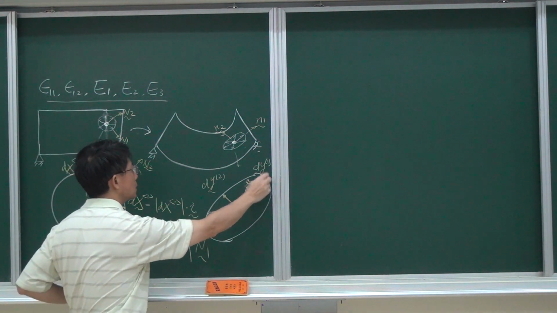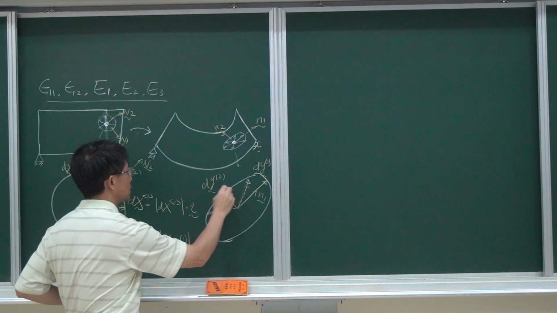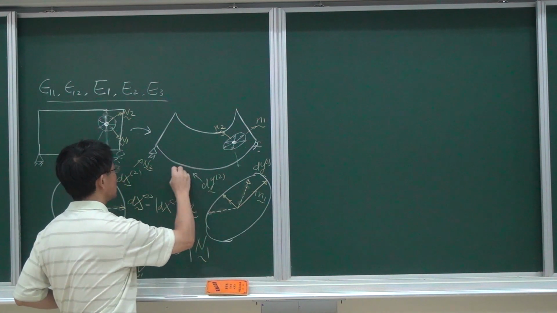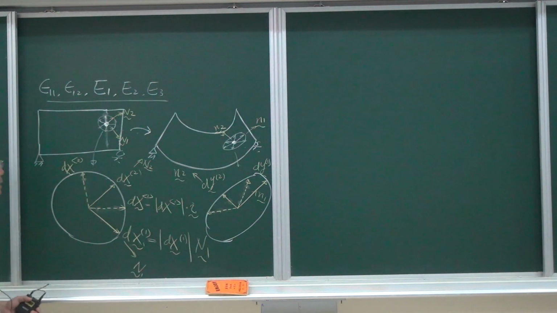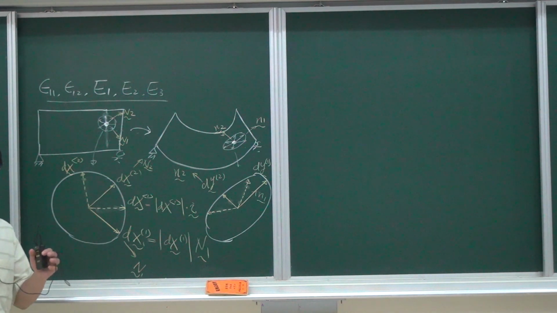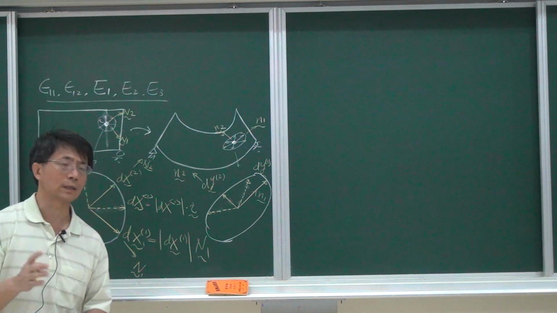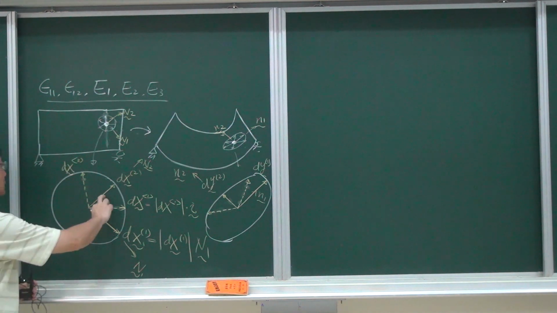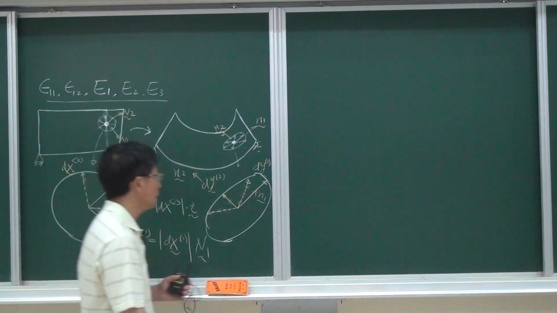This material line and this material line are N1 and N2. So we are not talking about the same set of material lines. We are talking about two different sets of material lines.